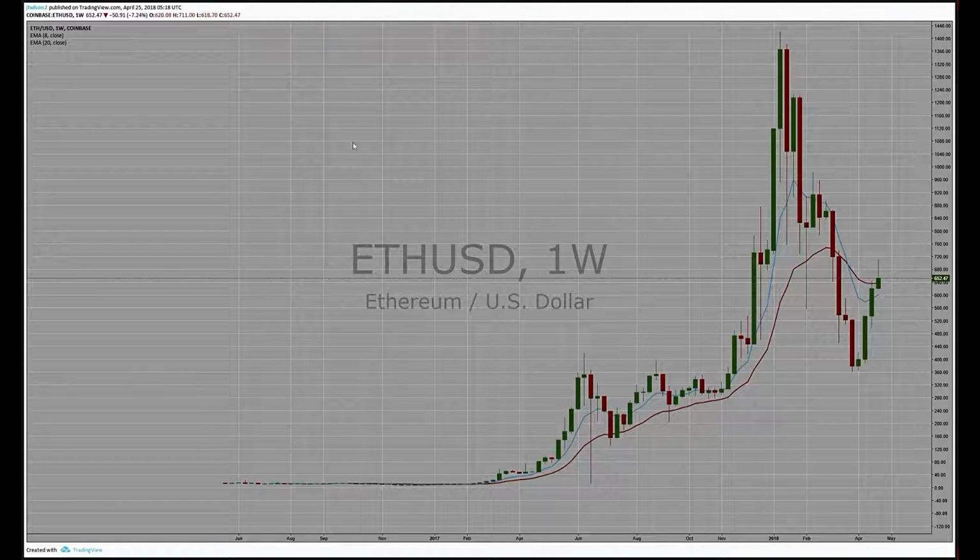So I'm going to move on to the Ethereum weekly chart. Last week's candlestick was bearish engulfing. This week's candlestick looks like it might turn into a hammer. We are attempting to go through the EMAs right now, so that's something to look into.